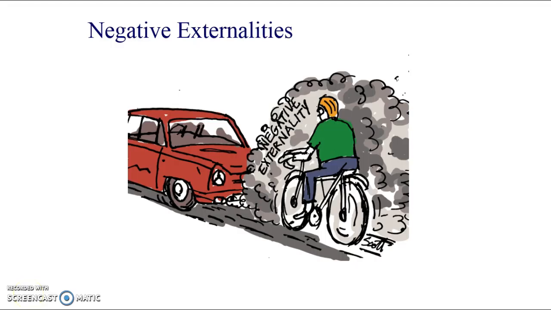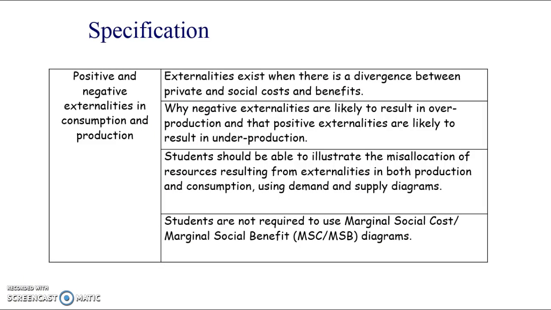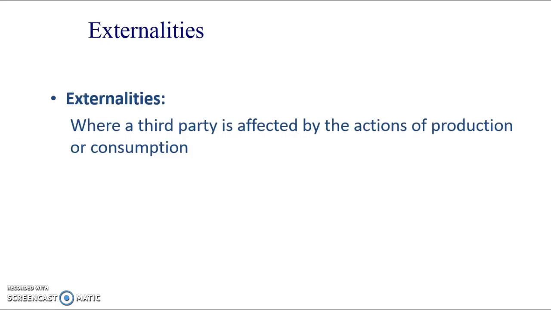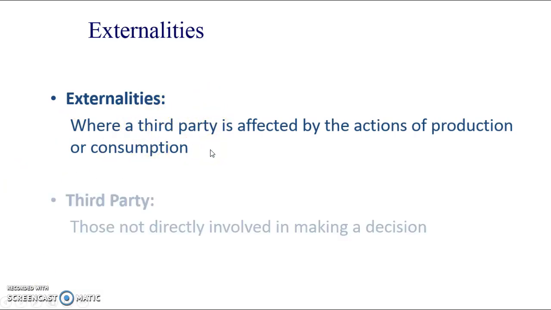So this is negative externalities, and this is quite a hard section. This is specification objectives, and we're just going to look at negative externalities for this video. So externalities are where a third party are affected by the actions of production or consumption, and negative externalities are usually where this third party is affected in a negative way, which is why the name is called negative externalities, but where there's a cost really to a third party.